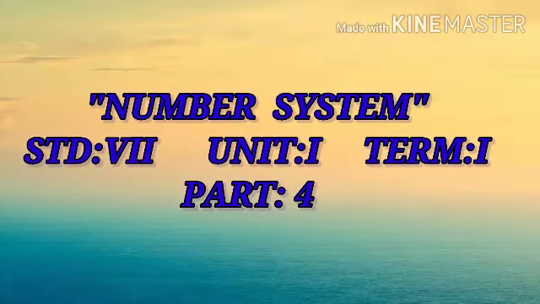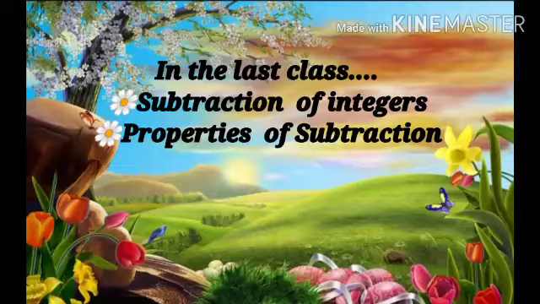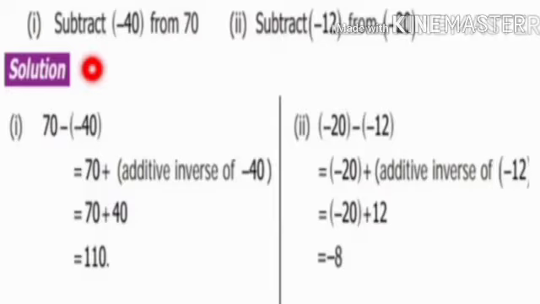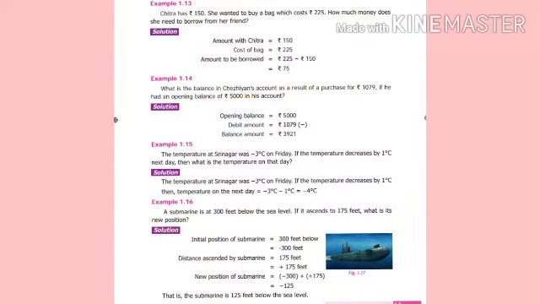Number system is the first unit of this term. Students, in the last class we have seen about subtraction of integers. Under that topic we have discussed how the integers are represented on the number line under subtraction, subtracting integers by using the method of adding the additive inverse of the second operand with the first operand, and some statement problems based on subtraction of integers.